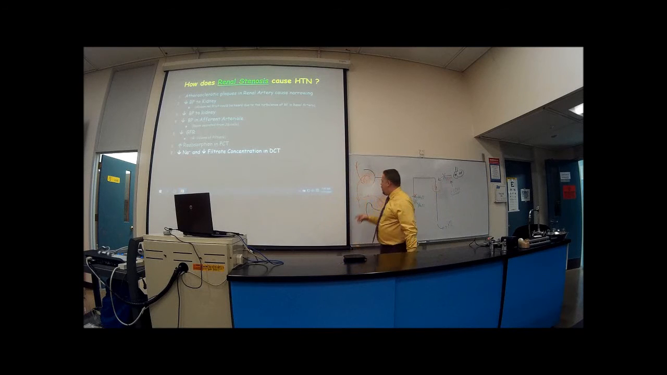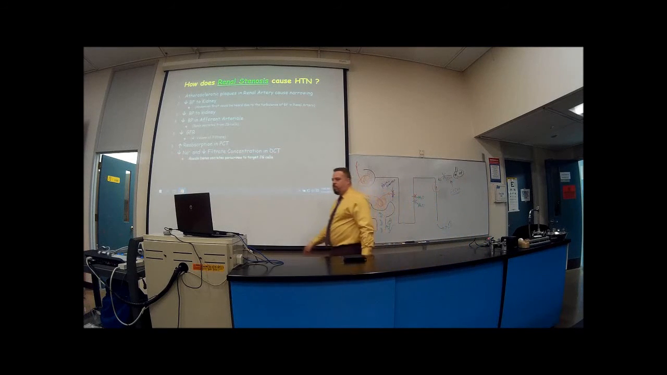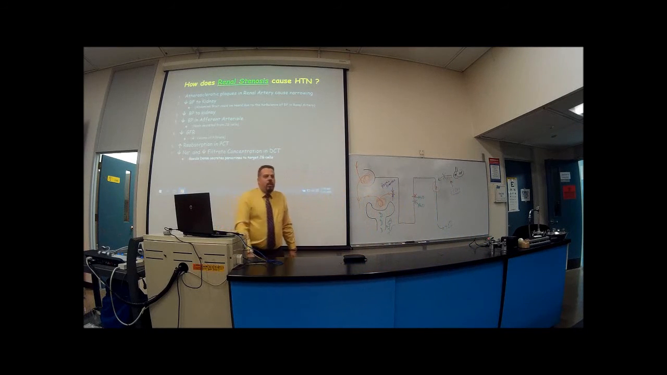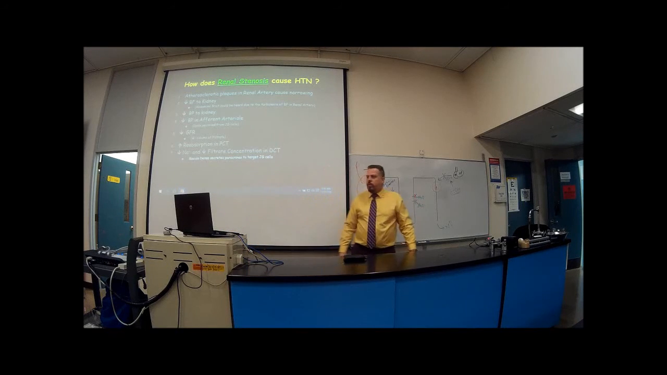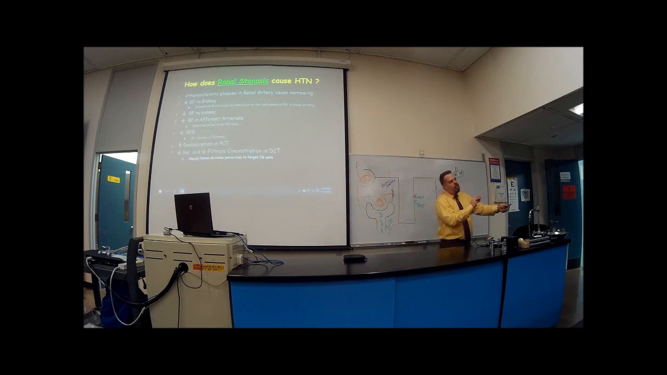Therefore, you're going to have less sodium in the filtrate because more of it got reabsorbed here. Does that make sense? There's less that comes up here. This is going to sense low blood pressure. So the macula densa is going to secrete these paracrines and tell the JG cells to release more renin.